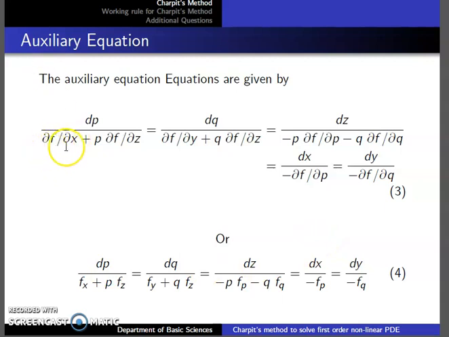We know that ∂f/∂x can also be denoted by fx. Therefore, another notation for this auxiliary equation is given by dp by fx plus p into fz equal to dq by fy plus q into fz equal to dz by minus p fp minus q fq equal to dx by minus fp equal to dy by minus fq.